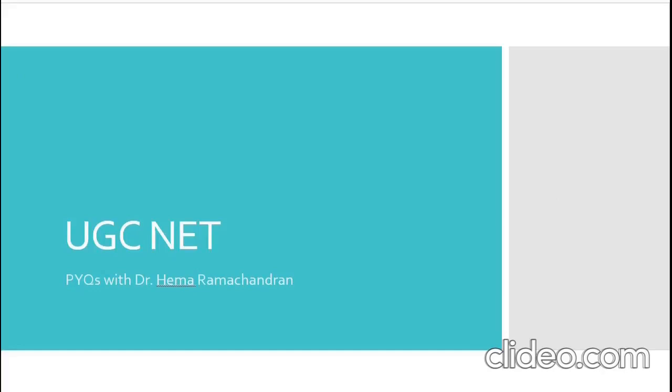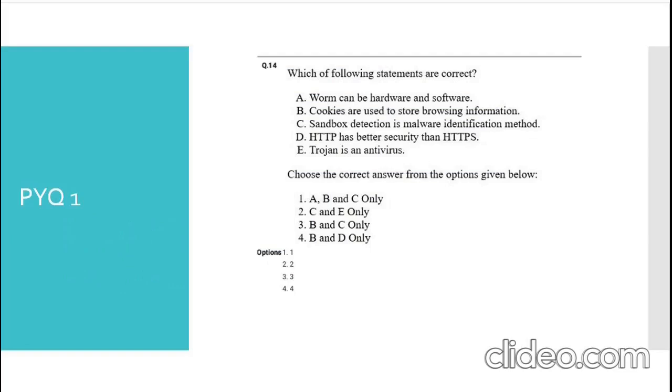Let us look at the first question. Which of the following are correct statements? A. Worm can be hardware and software. B. Cookies can be used to store browsing information. C. Sandbox detection is a malware identification method. D. HTTP has better security than HTTPS. E. Trojan is an antivirus. Choose the correct answer from the options given below: A, B, C only; C and D only; B and C only; B and D only. Options 1, 2, 3 and 4.